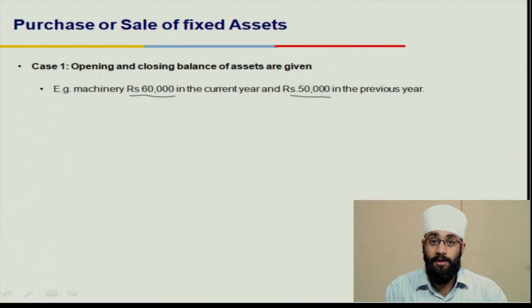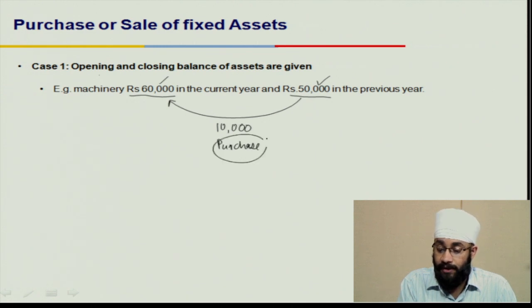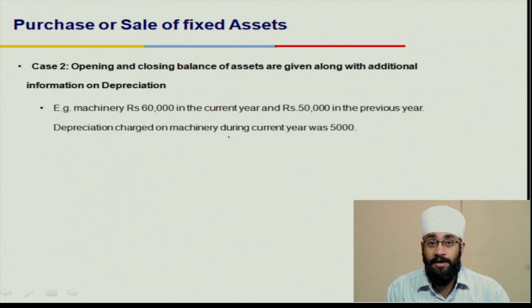In the first case, you may be given the opening and closing balances of fixed assets. For example, machinery rupees 60,000 in the current year and 50,000 in the previous year. This means the opening balance was 50,000 and the closing balance is 60,000, which simply means there has been an increase of 10,000 in the value of machinery, and you can call this purchase of machinery directly. Alternatively, if there is a decrease in the value of a fixed asset, you can call that sale of the fixed asset.